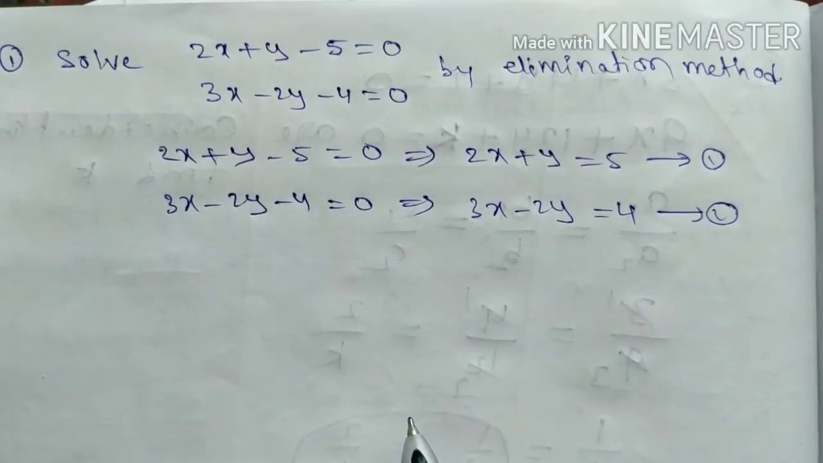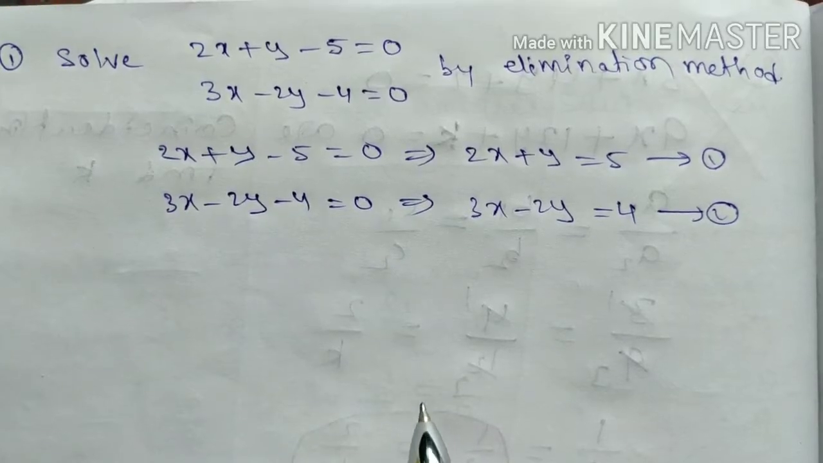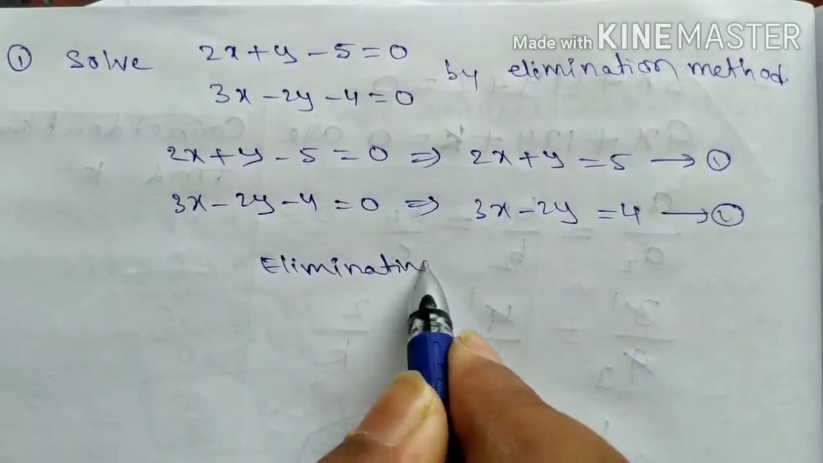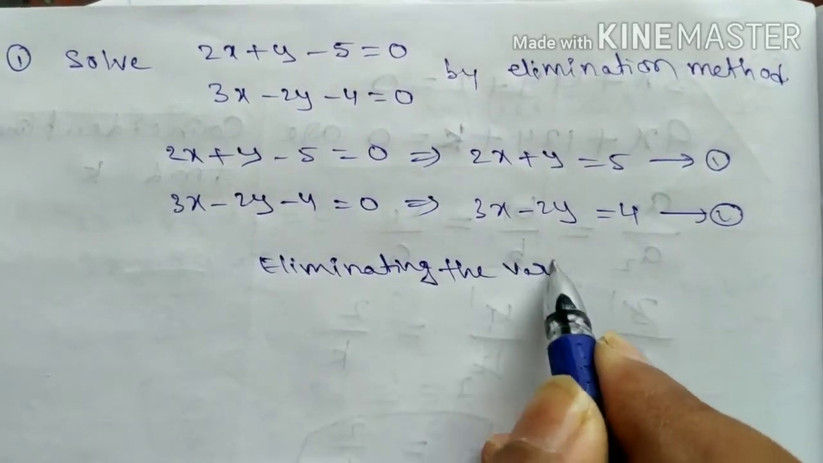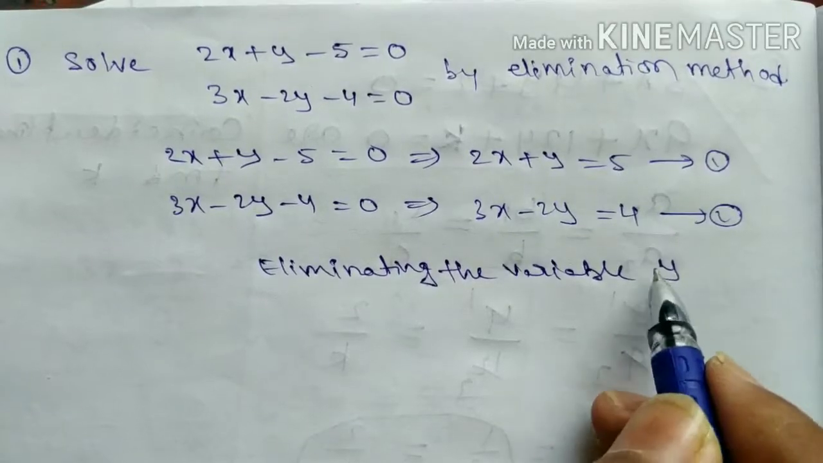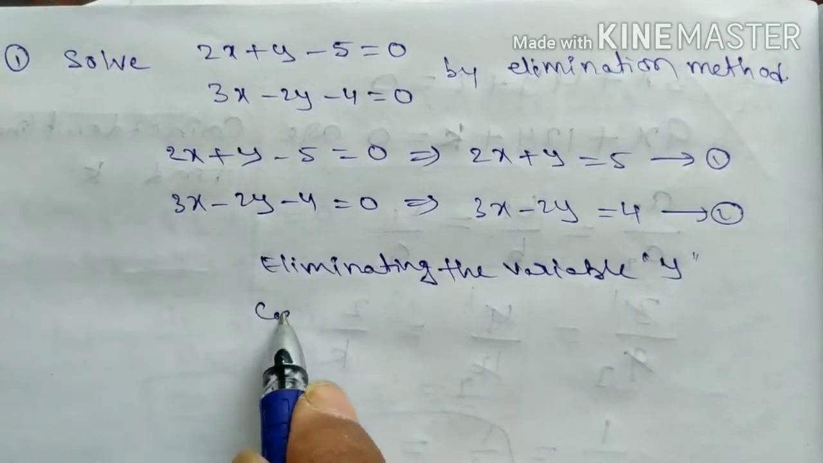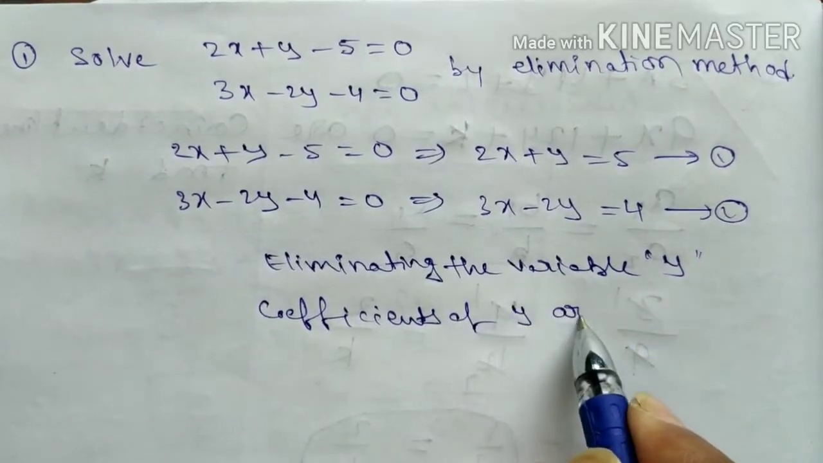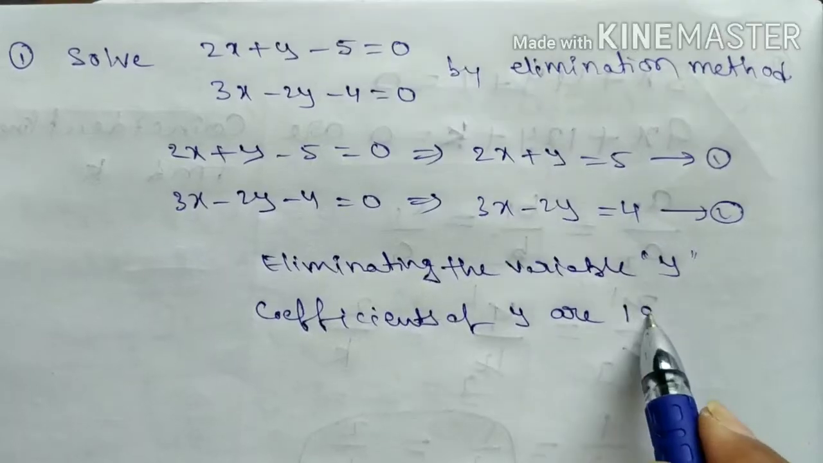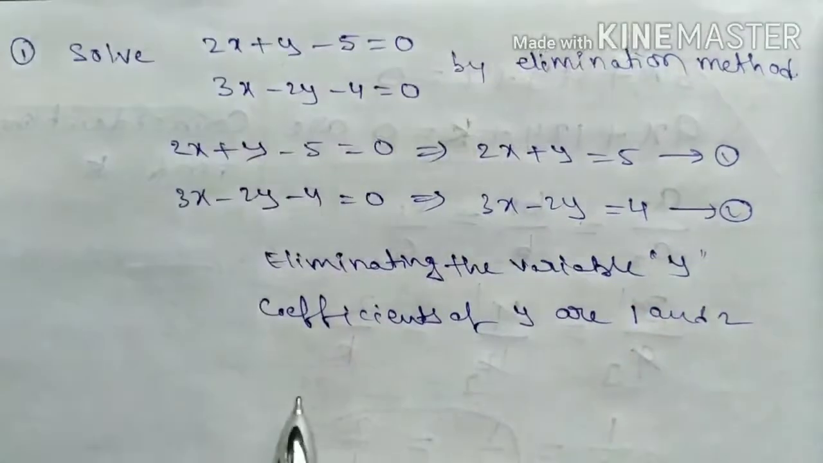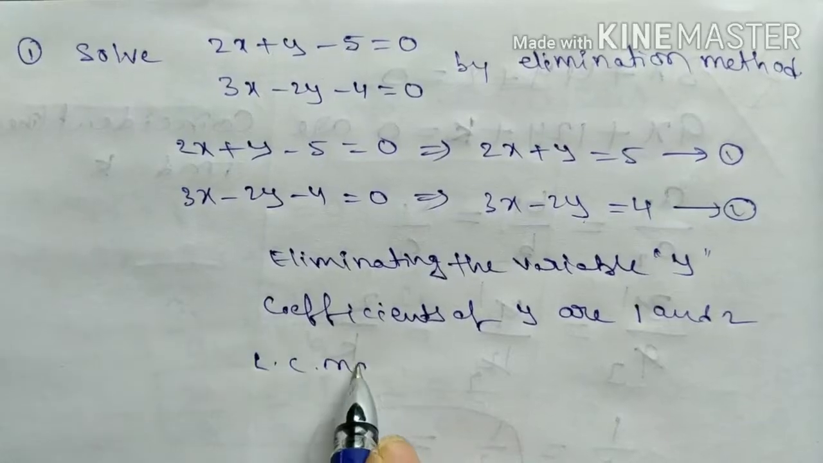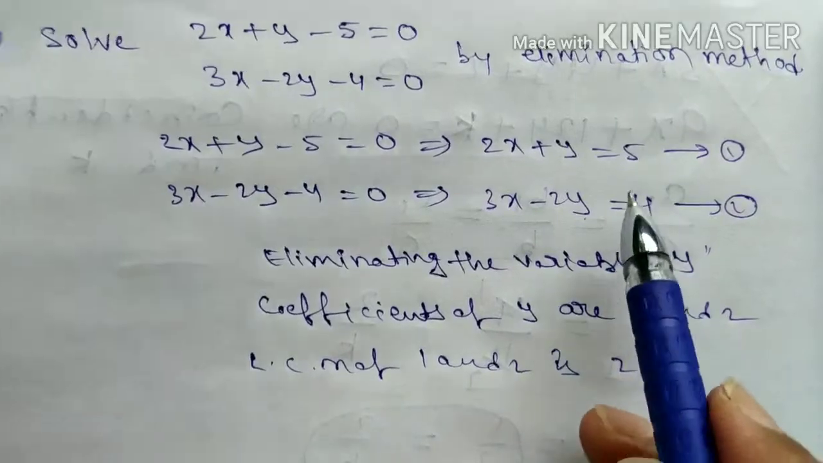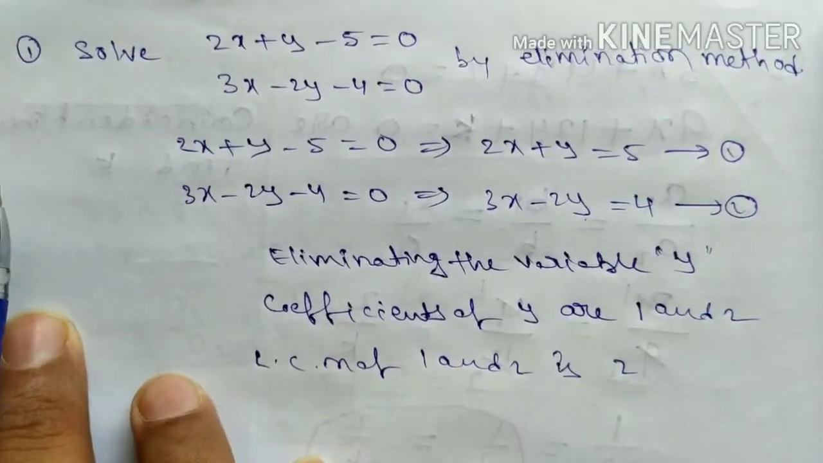So first choose eliminating either x or y, any one variable. So now eliminating the variable y. So now the coefficients of y are, what are the coefficients? Y coefficient here 1 and 2. So now LCM of 1 and 2 is 2. So make both y coefficients equal to 2.